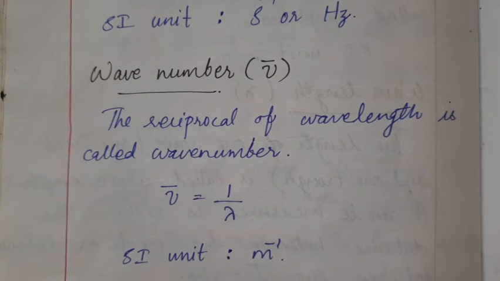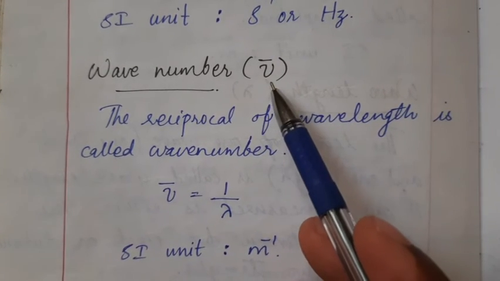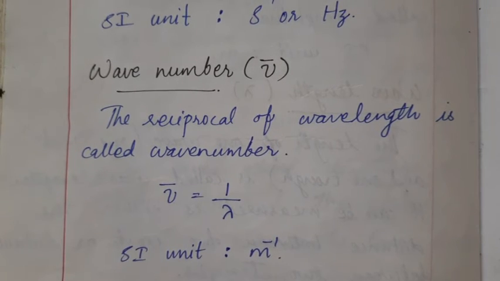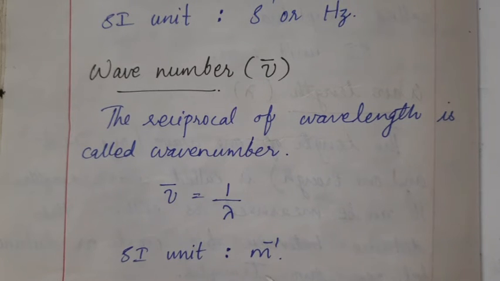There is a term called wave number, which is represented as nu bar. Nu is the symbol for frequency, and the bar shows wave number. This wave number is nothing but the reciprocal of wavelength. It's 1 by lambda. The reciprocal of wavelength is what? Wave number. And it's expressed in meter inverse.